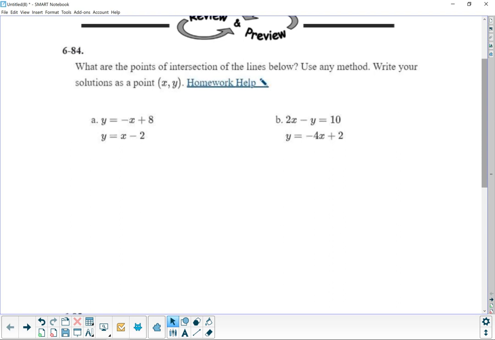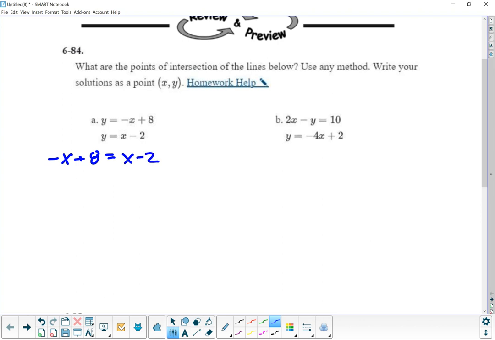Now, if you notice on part A, each of these equations is solved for y. So y equals negative x plus 8 and y equals x minus 2. Because they're both equal to y, you can write them equal to each other. This is called the equal values method, if you remember. So we're going to write negative x plus 8 equals x minus 2.